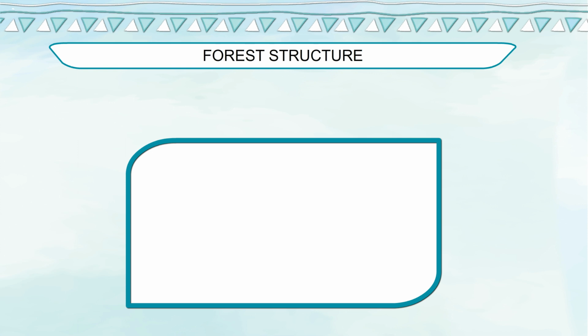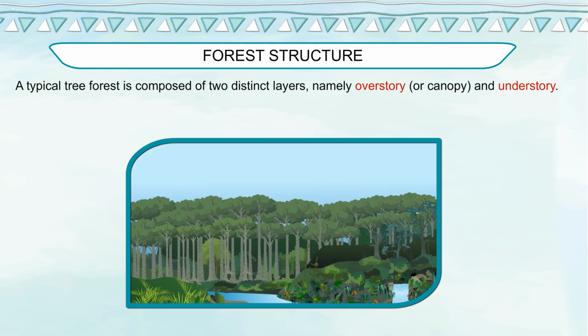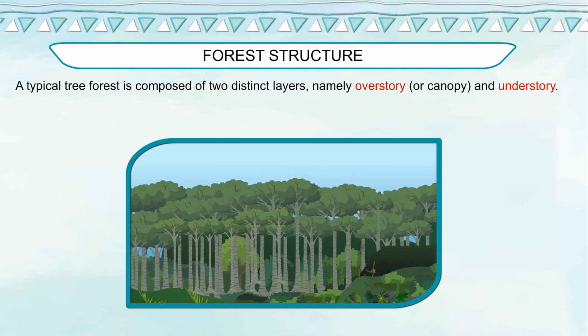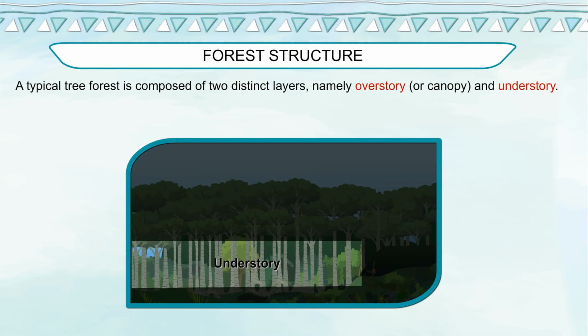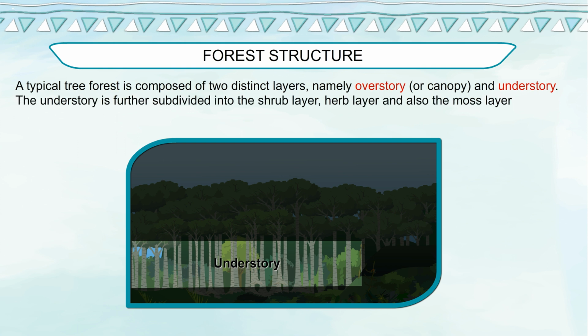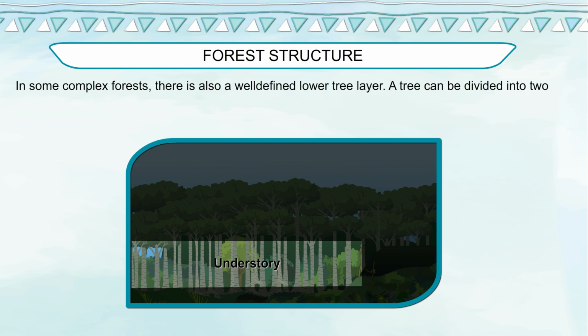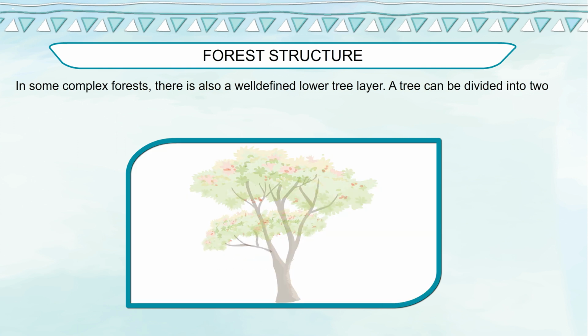Forest structure. A typical tree forest is composed of two distinct layers, namely overstory or canopy and understory. The understory is further subdivided into the shrub layer, herb layer, and also the moss layer and soil microbes. In some complex forests, there is also a well-defined lower tree layer.